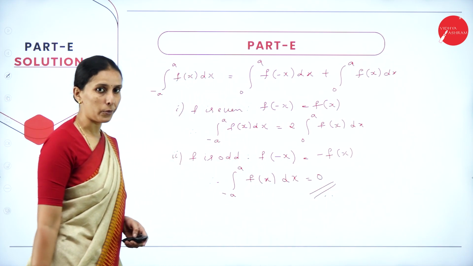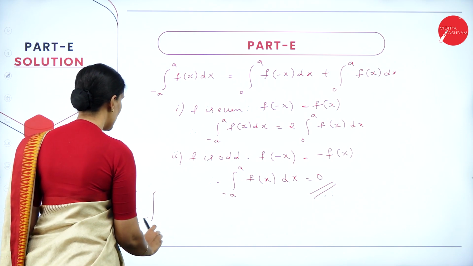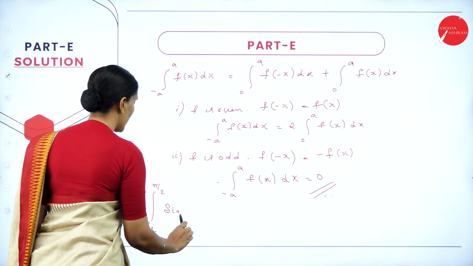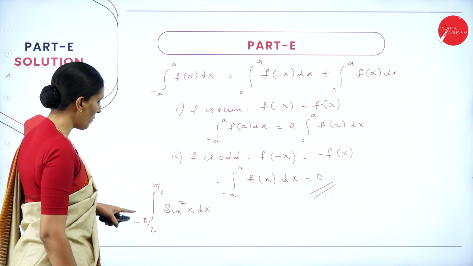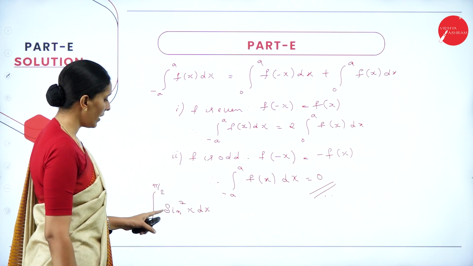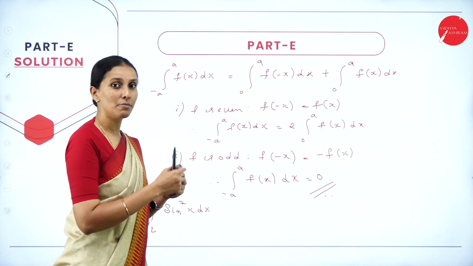So hence proved. Now they have given the integral minus pi by 2 to plus pi by 2 sine to the power 7x dx. So clearly this is in the form of minus a to a sine to the power 7x dx. So if we replace sine x with sine of minus x, then it is minus sine x.